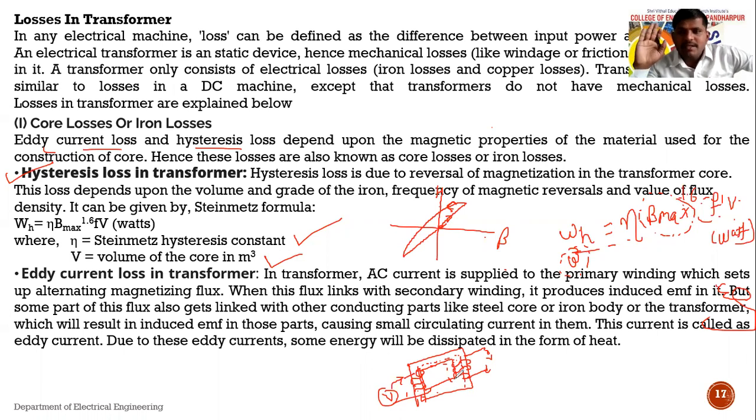Do you understand my question? Suppose in the primary some flux, that is phi amount of flux, is created. This flux will be linked to the secondary. Whether all this flux will be linked to the secondary? Will all that flux link to the secondary? Or is there some loss?